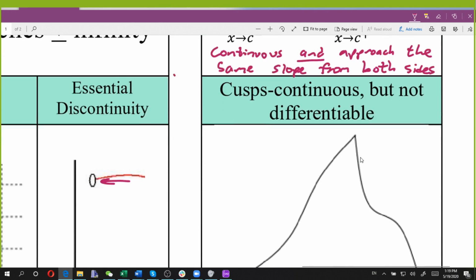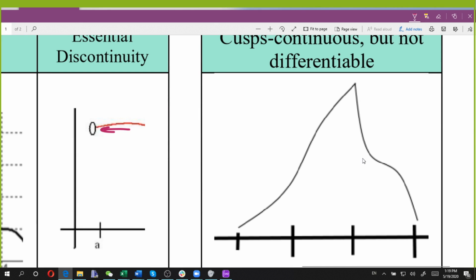Okay, so as an example of a place where our function is continuous but not differentiable. So at this point, we are continuous because our limit from the left and from the right is the same as what happens when I actually plug in the point. But our slope is not approaching the same value. You can see there's a sharp edge here.